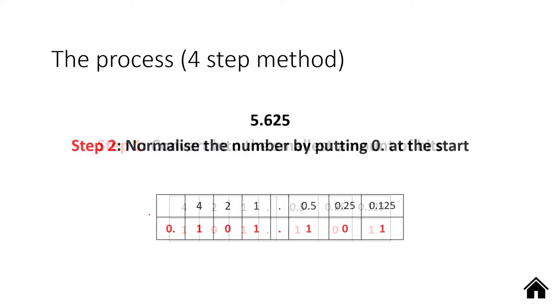Job done. Next, you normalize the number by putting 0 point at the start. Why is that a naught point? Because this is a positive number. Normalization: remember, the point must go between the first two left-hand digits. It always goes in a 0 point there. Normalized form. And again, it's positive, so it just stays as zero.